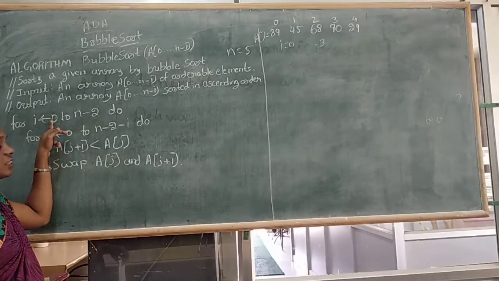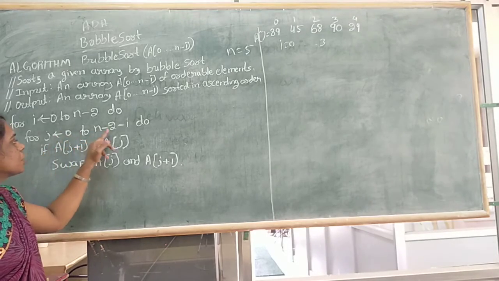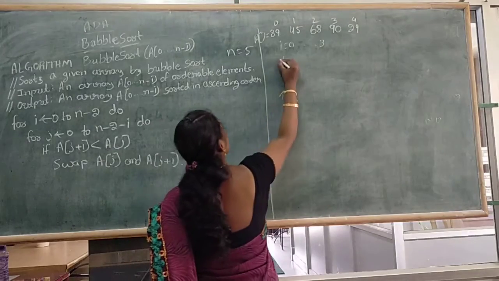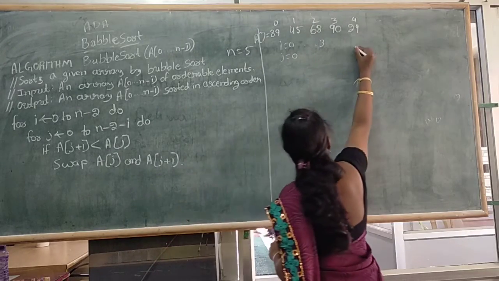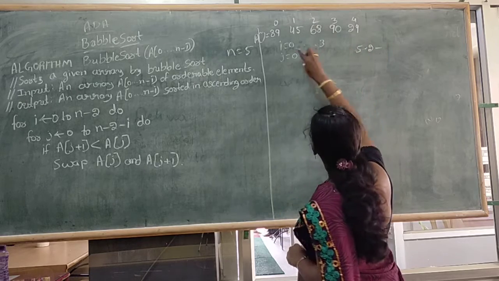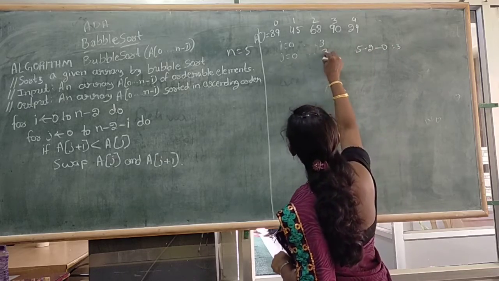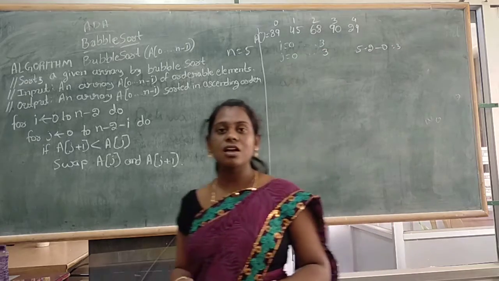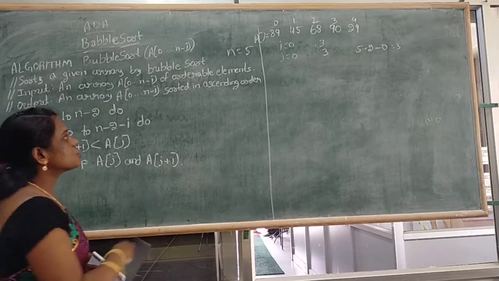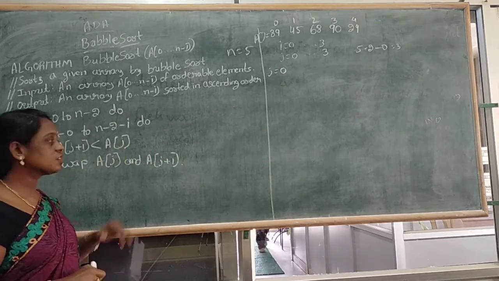But next, within the for loop one more for loop is there, that is j. j is equal to 0 to n minus 2 minus i. So j is equal to 0 to n minus 2, where n is 5, 5 minus 2 minus i, i being 0, means it is 3. Up to where does j run? Up to 3. As soon as it reaches 4, it will come out of the loop. So first j is equal to 0.